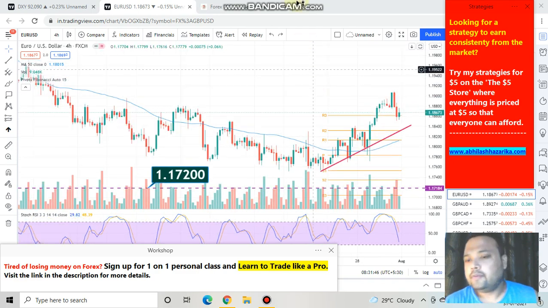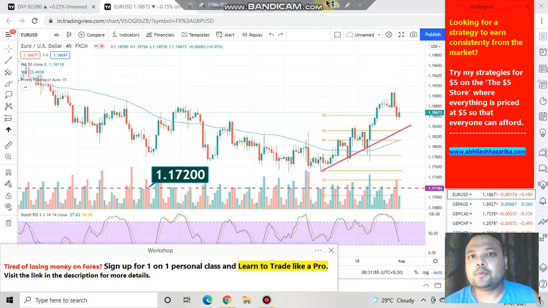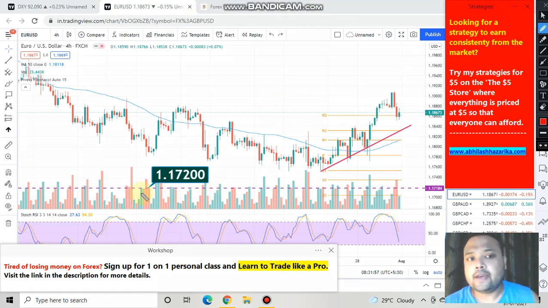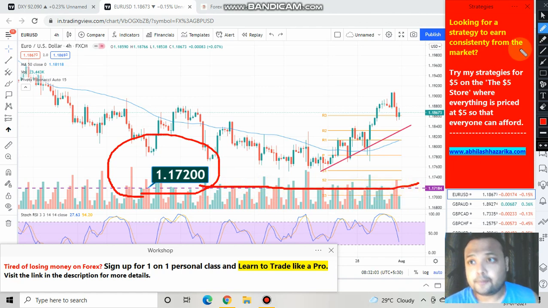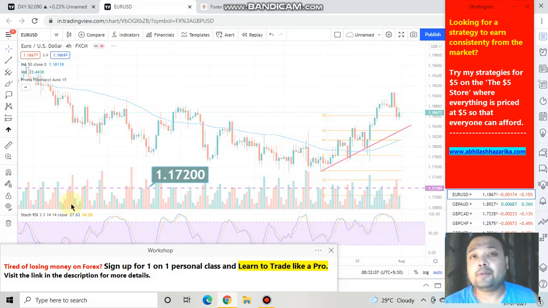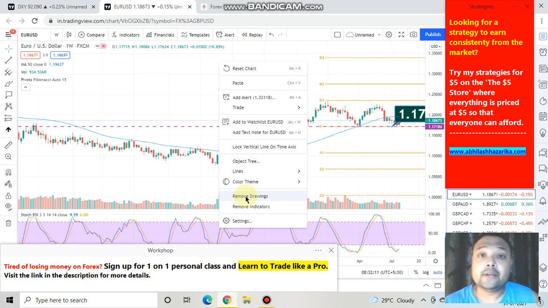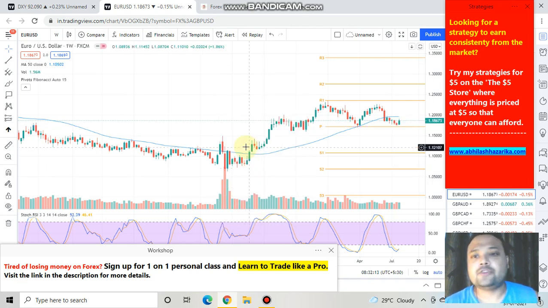To be very honest, right now the chart of Euro USD does not have any proper, strong support here. The only good support that we have is 1.17200. This support belongs to the weekly chart. And as we all know, the weekly chart is the time frame of the big boys, the big players. Therefore, the support and resistance levels for the weekly chart are extremely important.